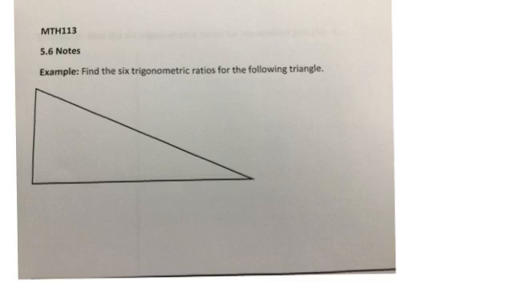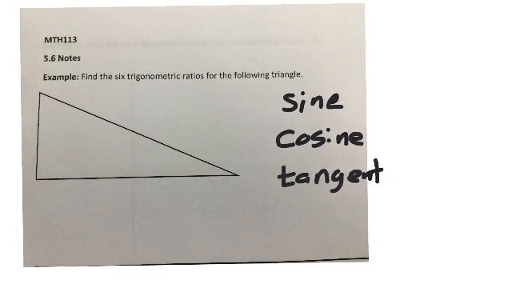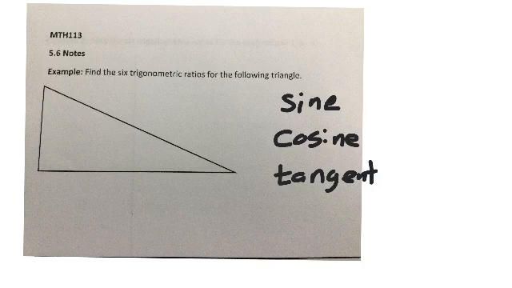So we've got sine, cosine, and then tangent. We've talked a little bit about tangent already. And then we have their reciprocals. So what a reciprocal is, is just the opposite, or just a flipped fraction ratio.